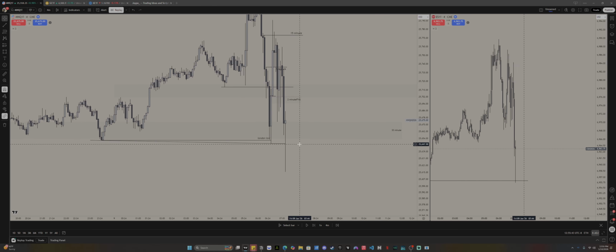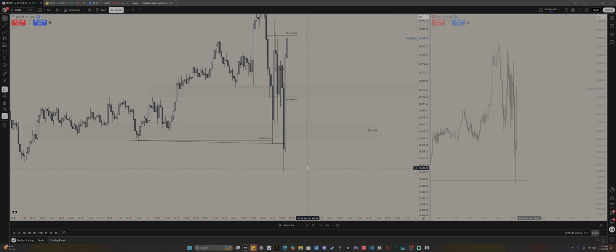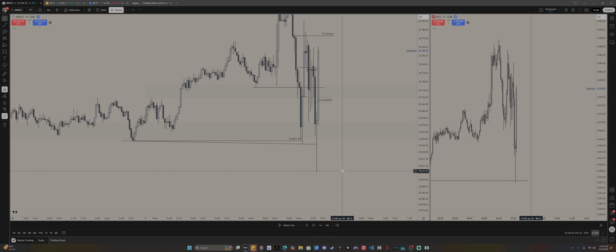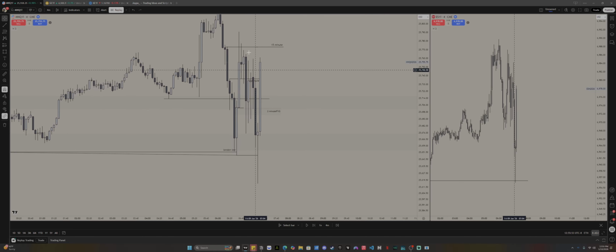No 4-minute gap, I don't think. No, yeah, there is a 4-minute gap. Yeah, the 4-minute gap just opened up. Holy crap. Okay, so yeah. So this, I probably wouldn't have gotten an entry on because the 4-minute closed way up here.